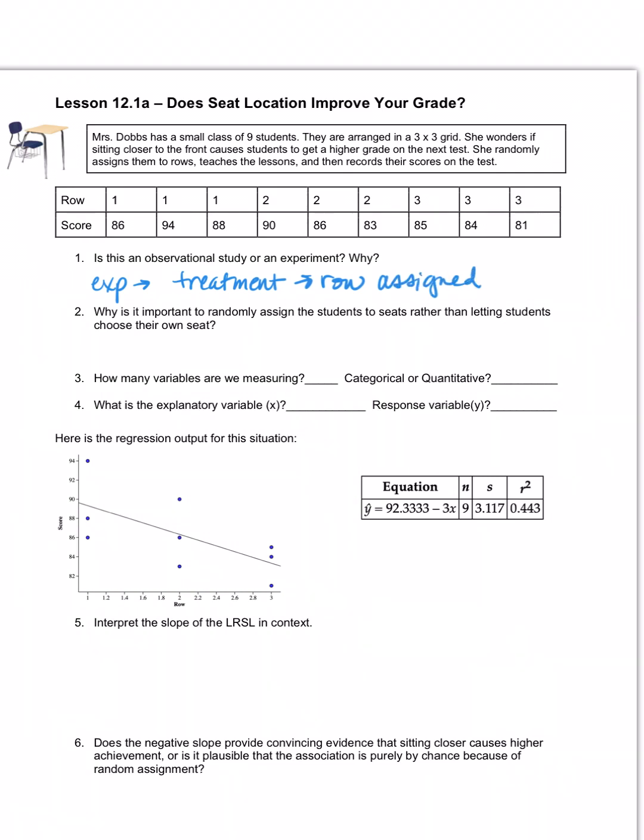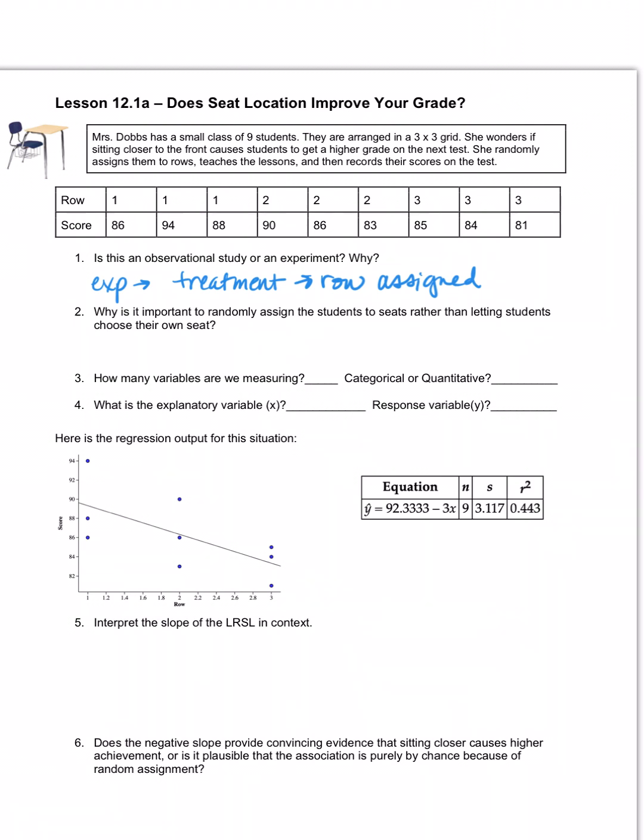Okay? Row assigned. Then why is it important to randomly assign the students to their seats rather than just letting them choose? They might self-select into... Yeah. Think about the ultimate conclusion we want to make here with an experiment. You want to apply it to all the other students. If it's random, we can generalize to the whole population.